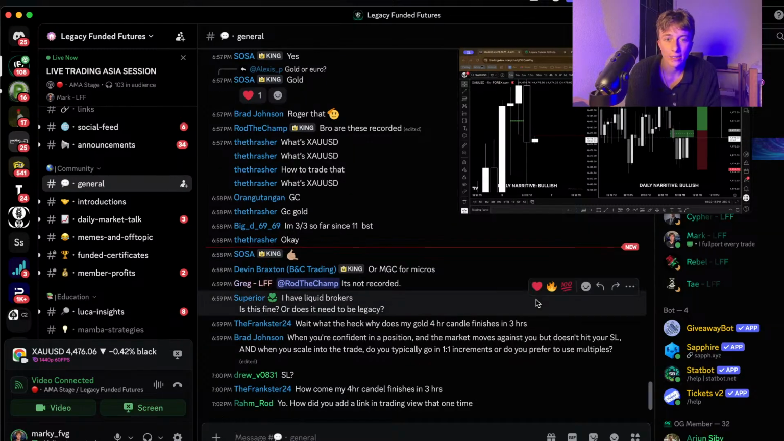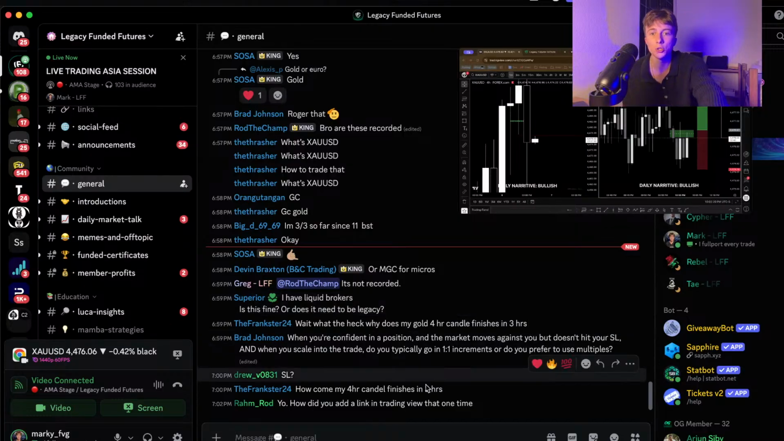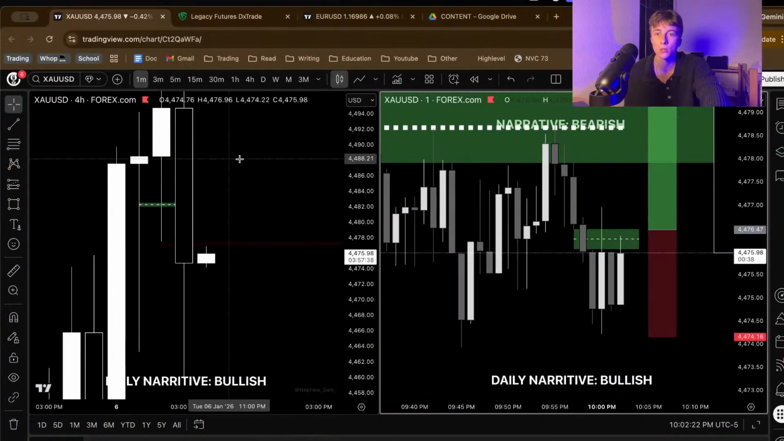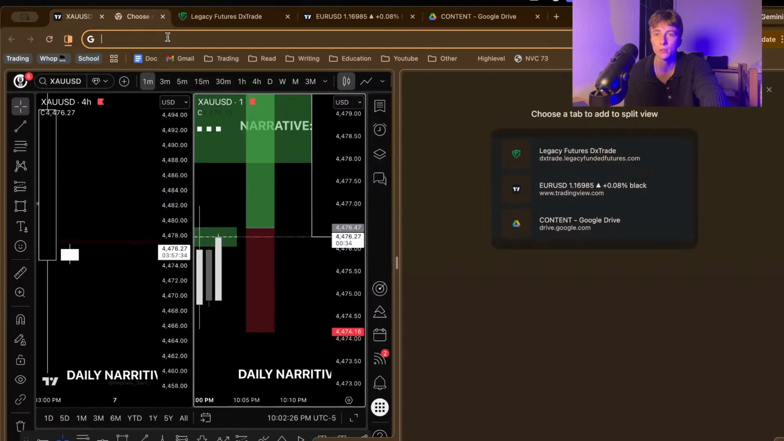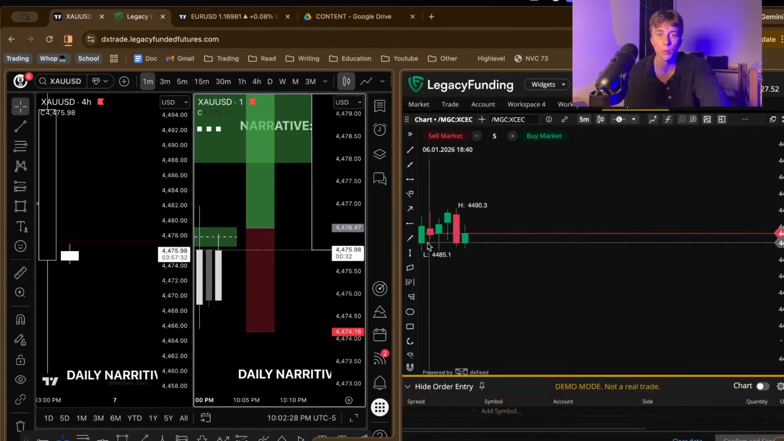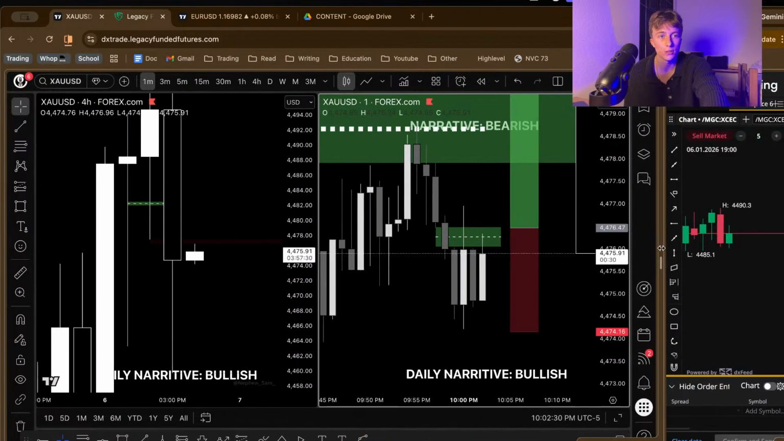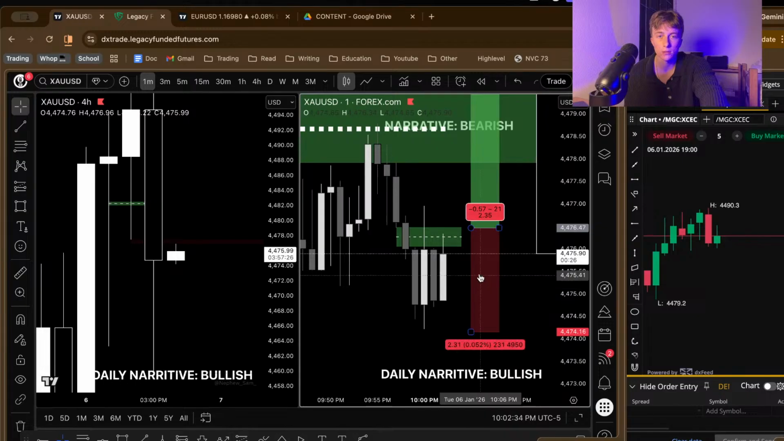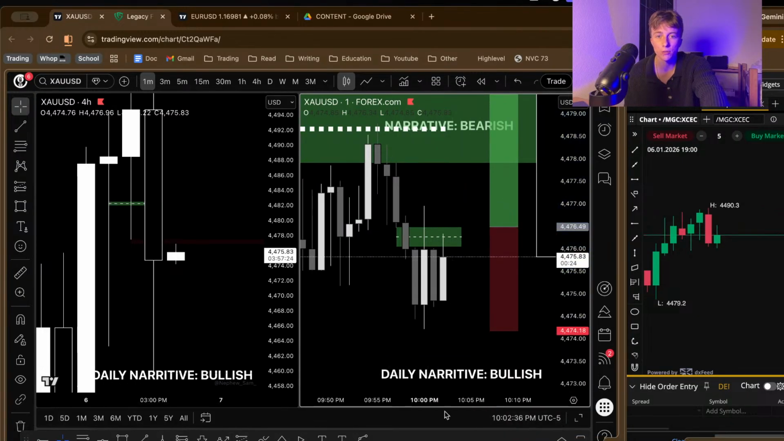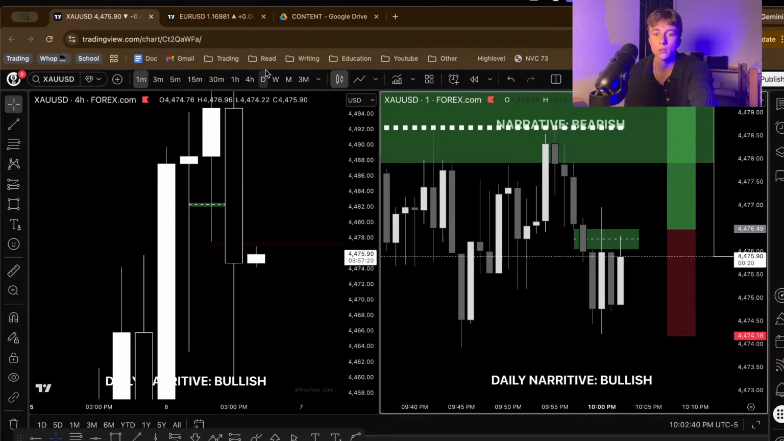Yo, how did you add a link in TradingView that one time? You just right click it at the top. So at the top right here, you right click it and you do add tab to split view, and you click Legacy and it'll pop up right there. So you can add it right there. See that? So I'm just waiting for it to close above. I'm going to get rid of this though, because I don't want it to be there.